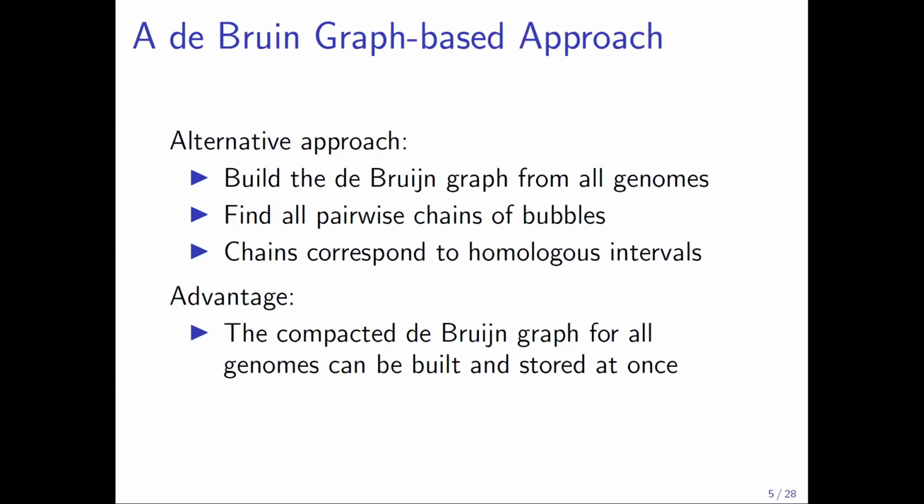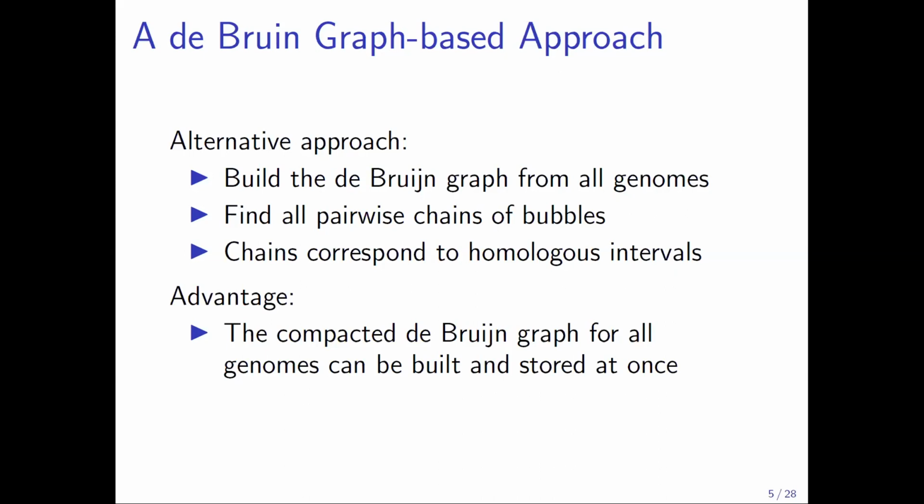So we decided to address this problem of homology mapping for a set of genomes using a de Bruijn graph based approach. What we do is build the de Bruijn graph from all genomes, and then try to find all pairwise chains of so-called bubbles in this graph, and those chains correspond to the homologous intervals that we're looking for. The advantage is that the compacted de Bruijn graph for all genomes can be easily built and stored at once. So let me dive into some details.